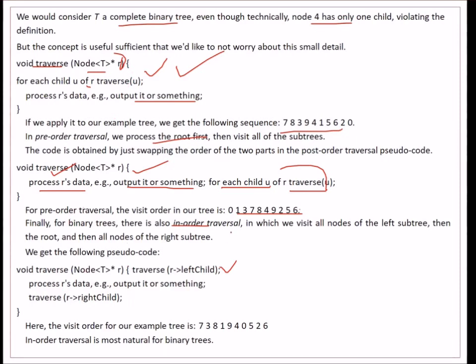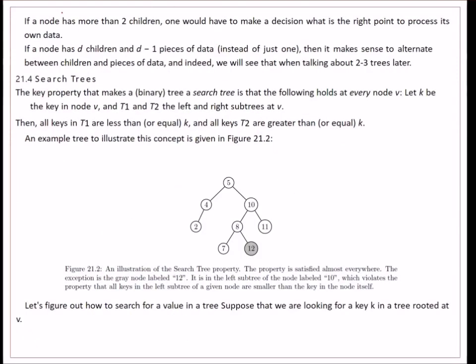In in-order, we visit all nodes of the left subtree, then the root, and then all the nodes of the right subtree. The code will be: we traverse the left child, then process the node, then the right child, and the result will be this. So in-order traversal is the most natural for binary trees.